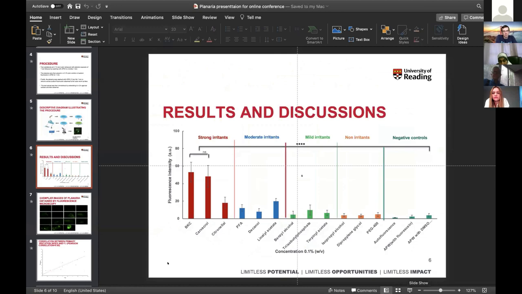Ibrahim, very nice. So it is a rapid test. It is possibly a cheap test. What kind of applications do you see with this? For this particular experiment, we basically aim for skin irritants. We wanted to make a test that is simple and cheap that can basically detect the potential irritants toward the human skin.